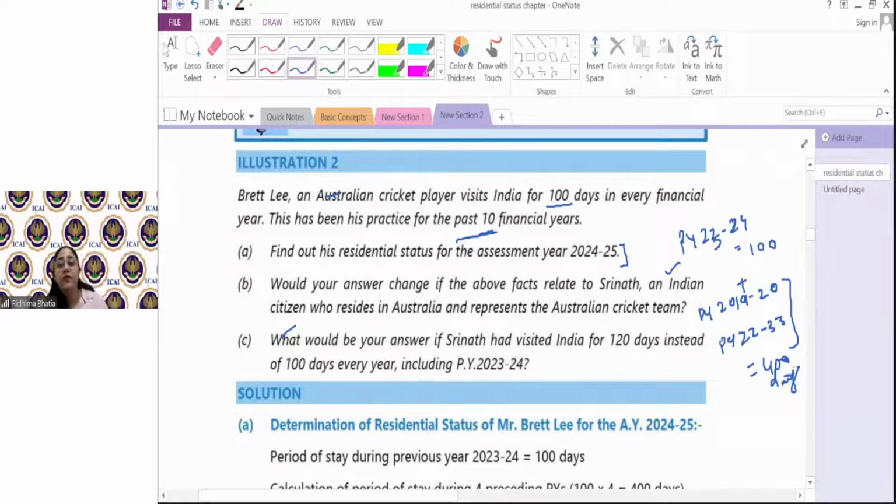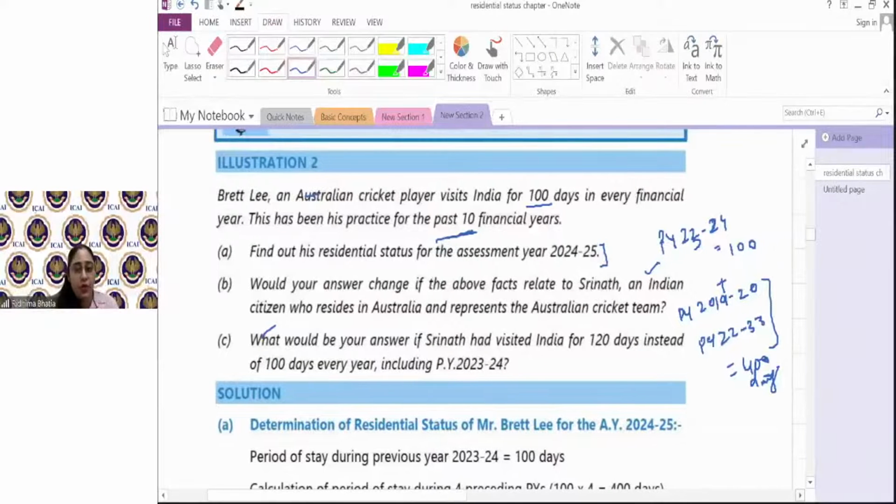But once he qualifies as resident, you have to check whether he's a resident or an ordinary resident, or resident but not ordinary resident, right? Whether he's in ROR or he's in RNOR. But we have to check.